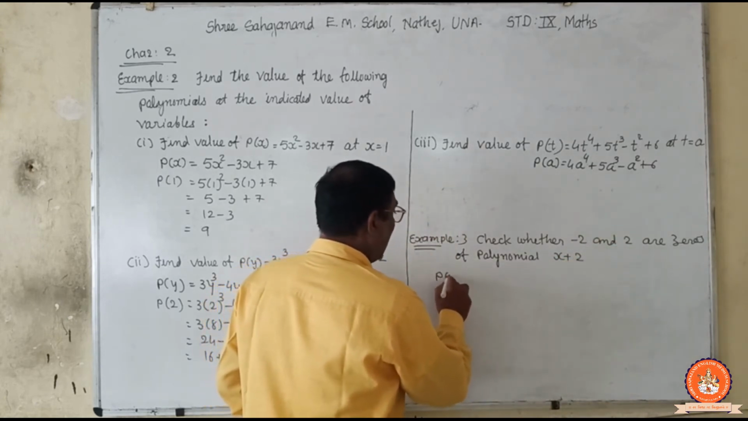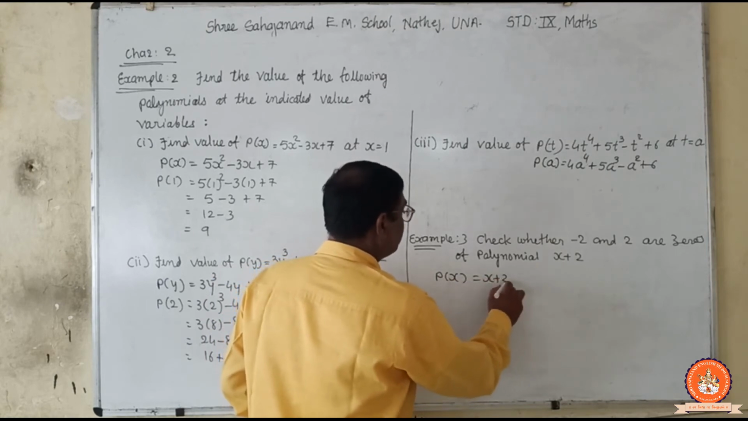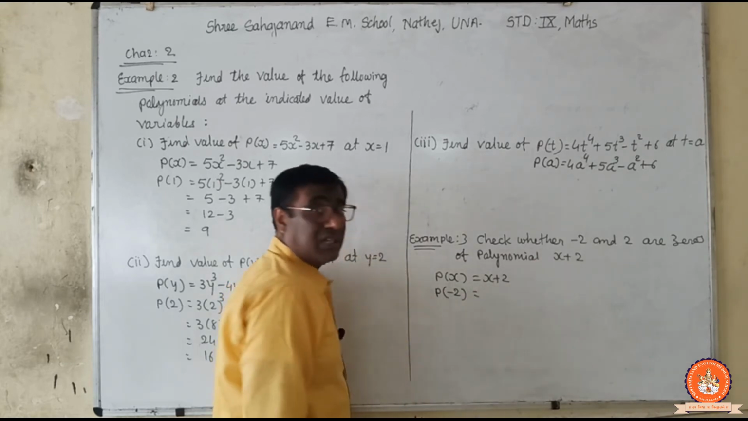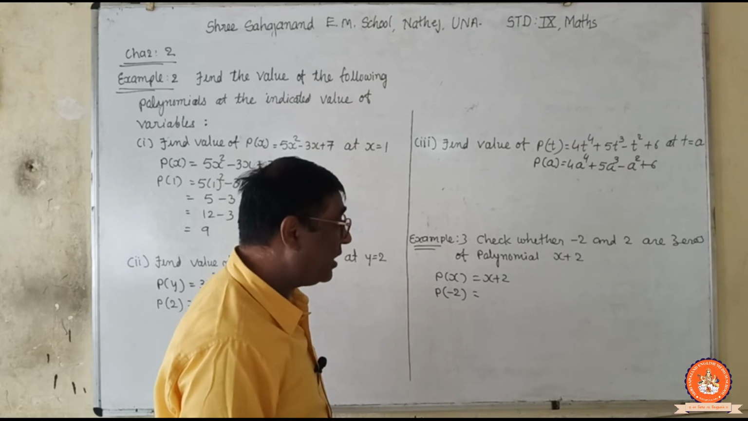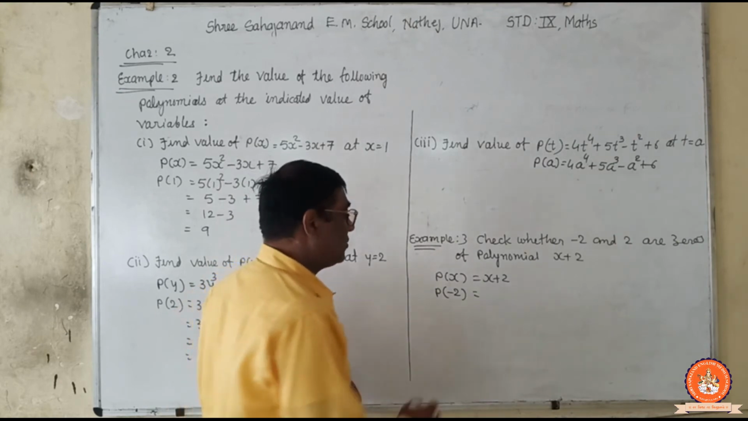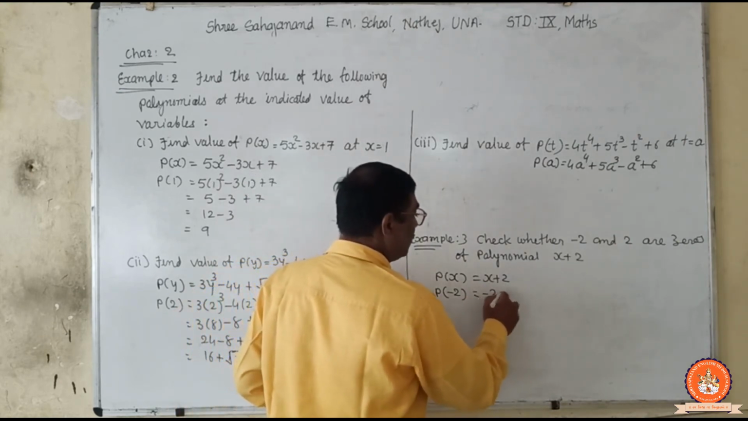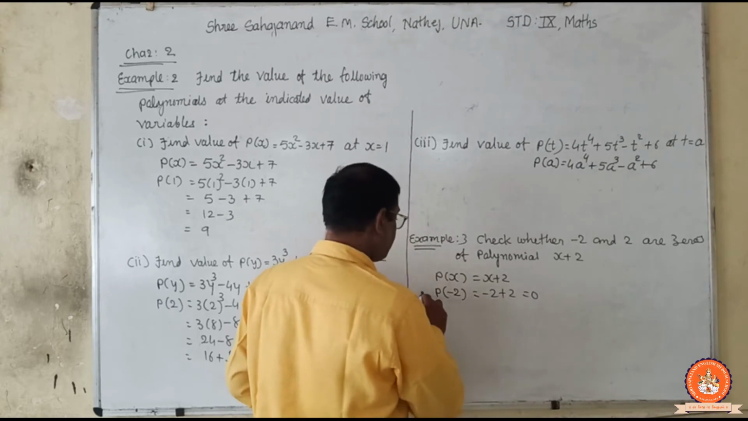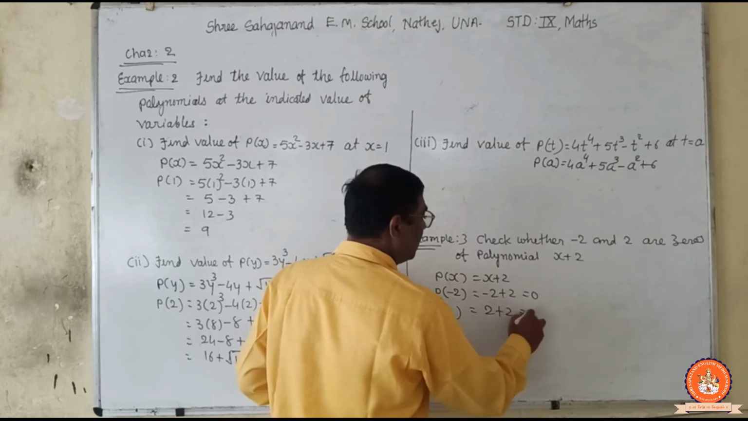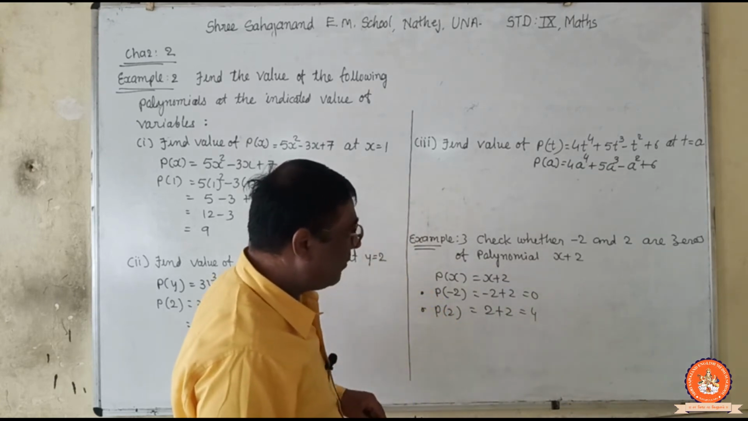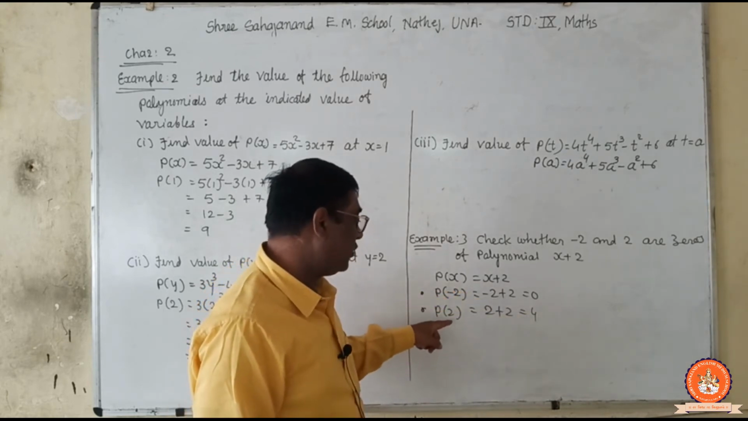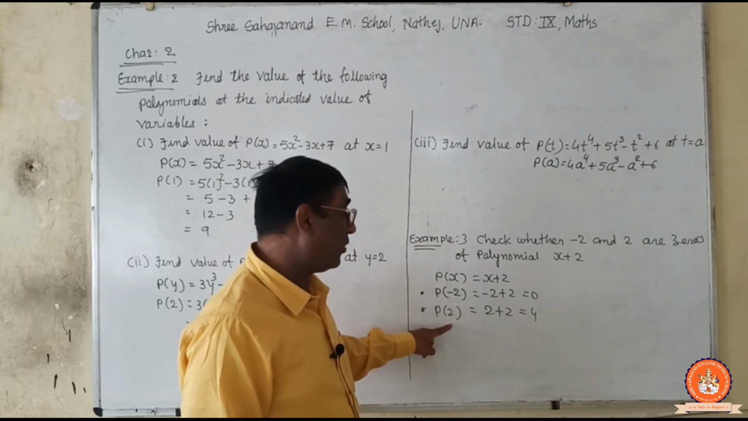So p of x is equal to x plus 2. Now the first time we will replace it by -2, because we want to check whether -2 is a 0 of the polynomial or not. So for that we have to replace the value of x by -2. So x is equal to -2 plus 2 is equal to 0. Yes. And now p of 2 is equal to 2 plus 2 is equal to 4. Look at it. When you replace the value of x by -2, you get 0. And when you replace the value of x by 2, you don't get the value of the polynomial as 0.